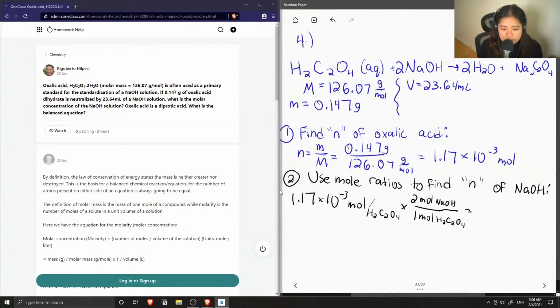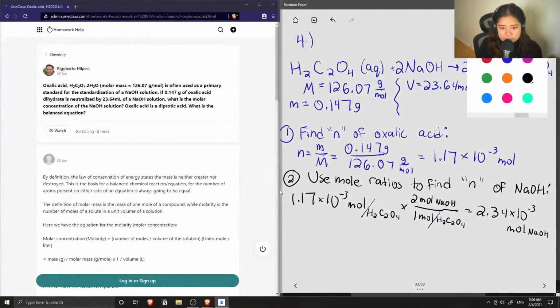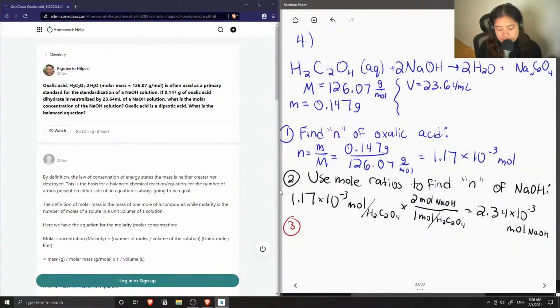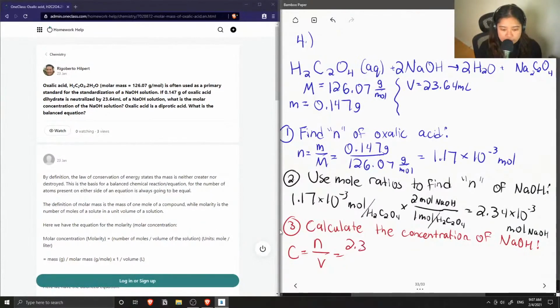Okay, so we know we did it correctly if our oxalic acid moles cancel out, and we're left with moles of sodium hydroxide, which is equal to 2.34 times 10 to the negative 3. Okay, so now step 3 is to calculate the concentration of sodium hydroxide. Okay, so the formula for concentration is equal to the number of moles over the volume. So we know that we have 2.34 times 10 to the negative 3 moles of sodium hydroxide.